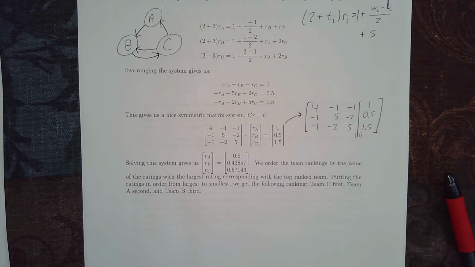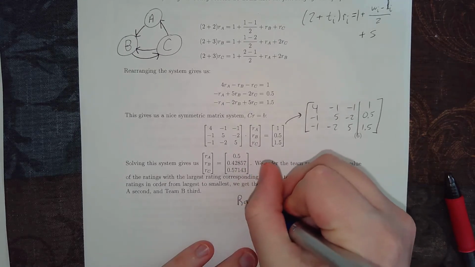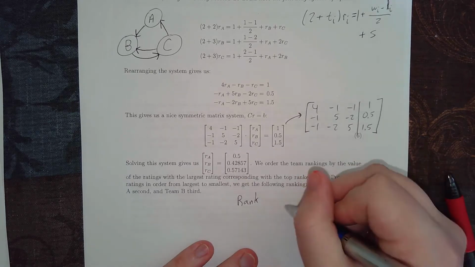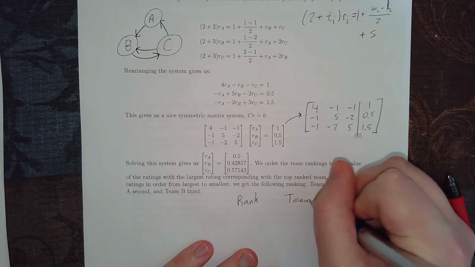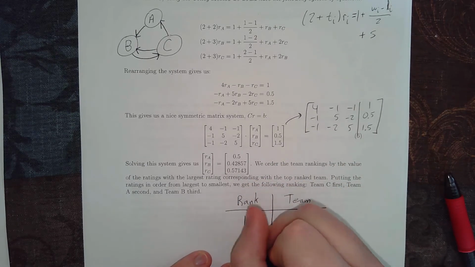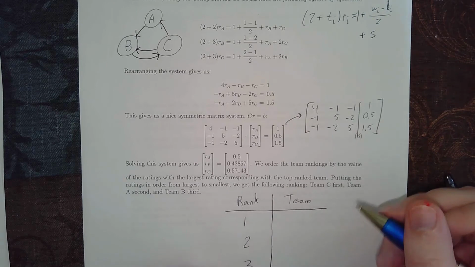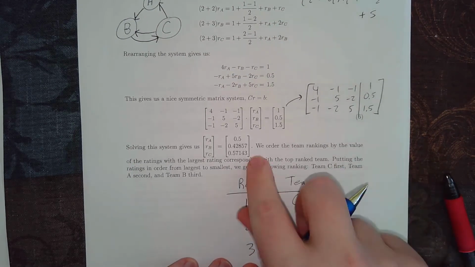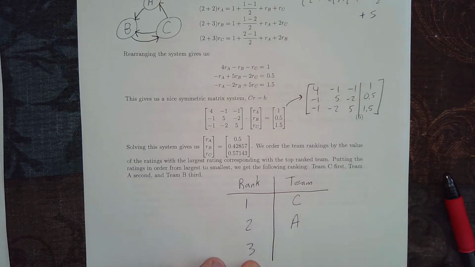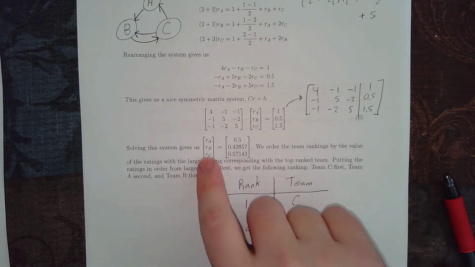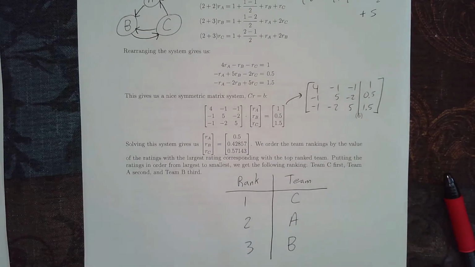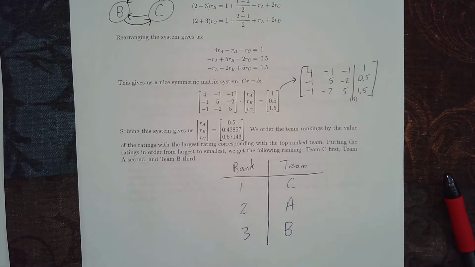So here we're going to go ahead and make our rankings ordered by who has the highest Colley rating first, and then go from there. So we should have 1, 2, and 3. The team with rank 1 should be team C. The team with rank 2 should be A, since they have the second highest rating. And then our last rating should be B. B has the last score again. All right, and so that's how we'd use the Colley method.